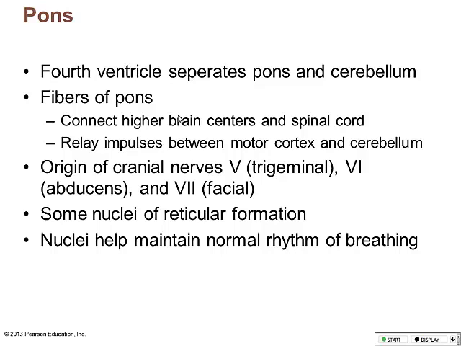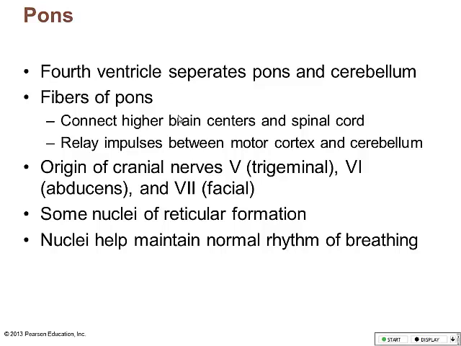Cranial nerve 5, the trigeminal. Cranial nerve 6, the abducens. Why is she saying this? Because you're going to need to know them all. You're going to need to know all 12 cranial nerves by number and by name, and you're going to have to know what they do for a living. That's going to come in later chapters, but I'm just prepping you now.